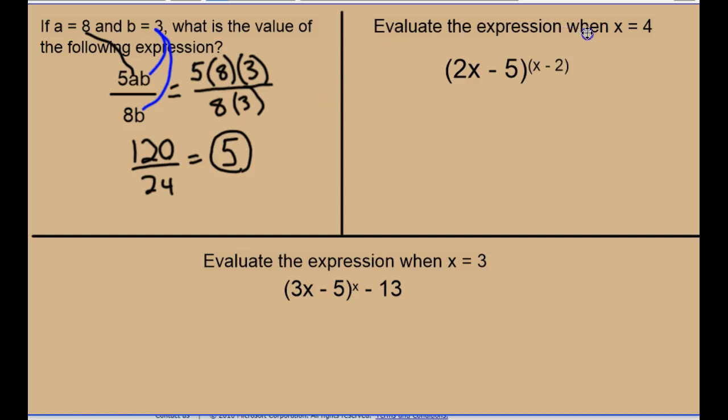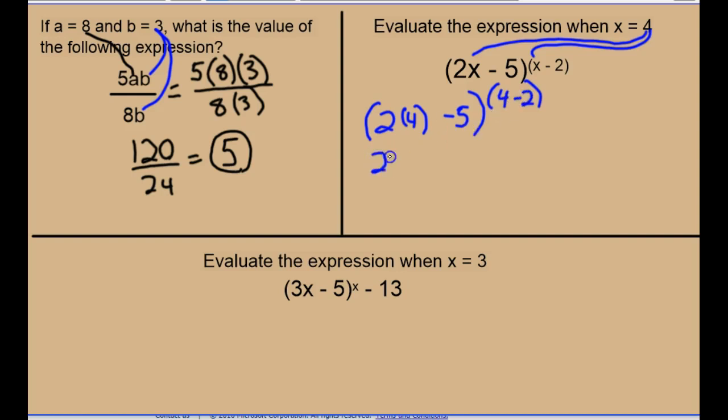Next, we have to evaluate the expression when x equals 4. So 4 goes in everywhere we have an x. So our problem is going to look like this: 2 times 4 minus 5 with 4 minus 2 in our exponent spot. Well, we got to do our parentheses first. So we get 2 times 4 minus 5. 4 minus 2 in parentheses is 2.